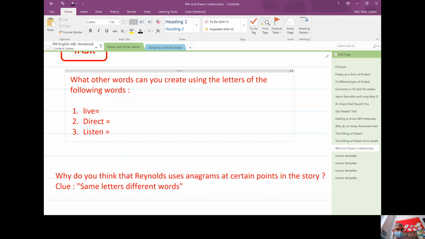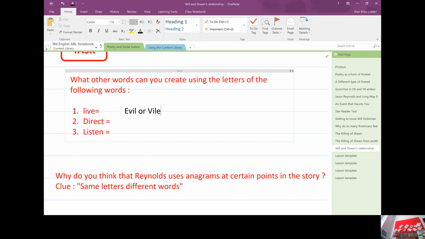Okay, let's see what we get now. Remember, we're trying to use every single letter. That's the trick, isn't it? So, number one, I think is pretty easy. I'm not going to go to you, Sam, because it's too easy for you. Yeah, Abby. The obvious one to do there is evil. Yeah, we get vile. Very good.